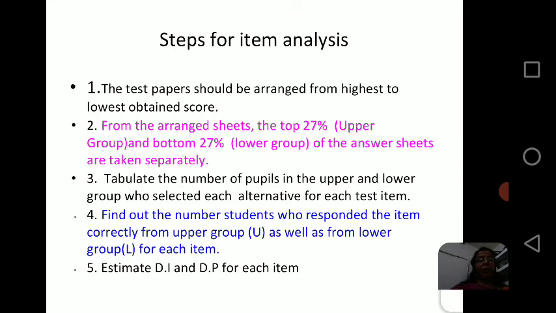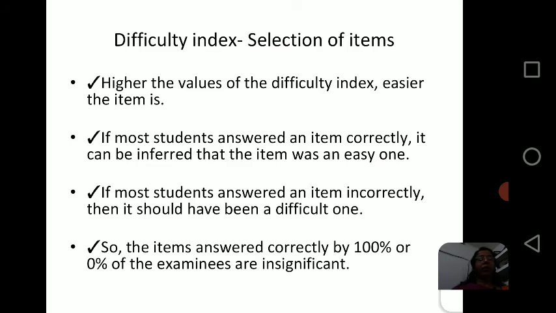That is the fifth step. Estimate DI and DP for each item. For all items, you calculate DI and DP by estimating U and L from the table. Okay, and you prepare a table. You write the items in the first column, DI in the second column, and DP in the third column, and analyze, observe the DI and DP.